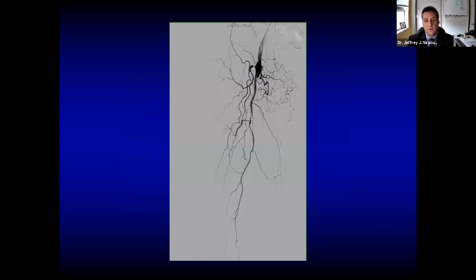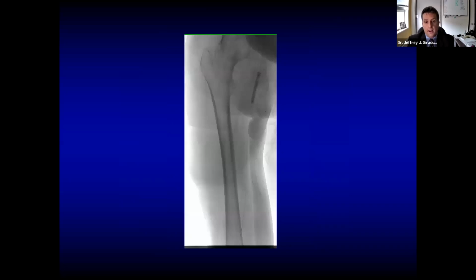So this is a case here. There used to be a bypass here coming off. You can almost see the hood of the bypass higher up here, and this is completely occluded over here. And we would get a wire through, do AngioJet, and actually did end up dripping some TPA in the patient as well. Perform balloon angioplasty.